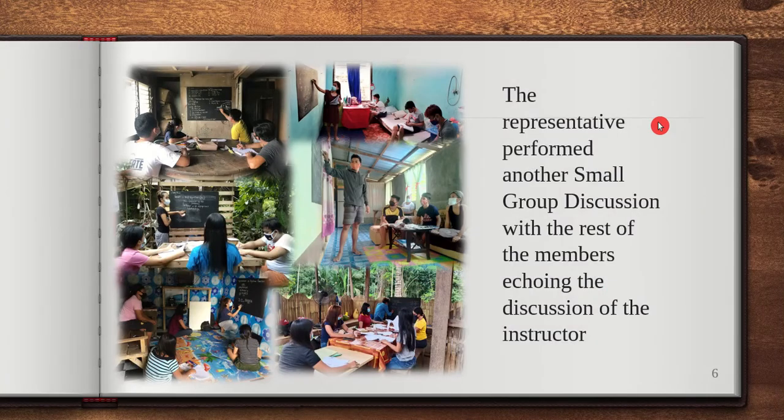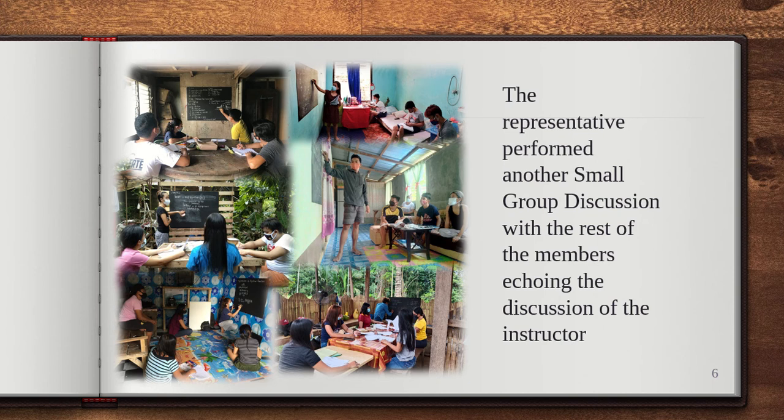And then the representative performed another small group discussion with the rest of the members, echoing the discussion of the instructor. So these are the individual SGDs, or the per group SGD, performed or led by the representative of each group. Just in case the representative forgot a portion of the discussion, a video taken during the SGD with the instructor served as backup. It can also be utilized for those who can't join the SGD, like locally stranded students who went back to school, those who have relatives who just went home during the community quarantine period, or those who have ordinary cough, colds, and flu for safety precautions.